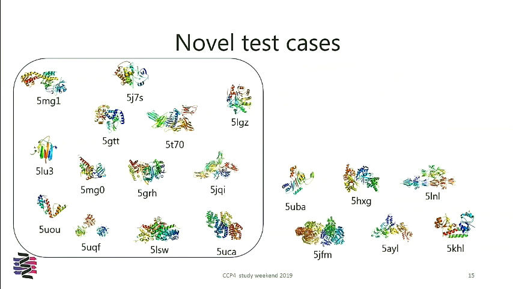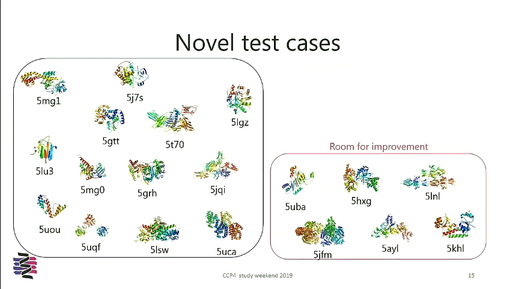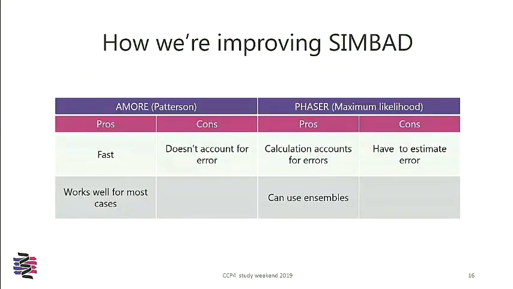And finally, we had this little group here, which definitely had structures that would have solved them by molecular replacement, but for whatever reason, we weren't able to identify the search models. So I'm dubbing that room for improvement. So how are we planning to improve SIMBAD? I say planning. How are we improving SIMBAD?